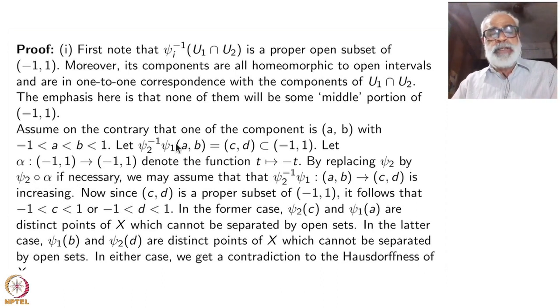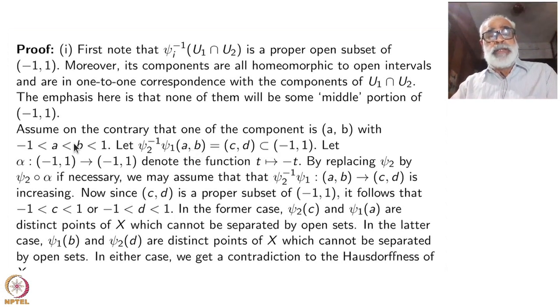If it's increasing, don't do anything. If it's not increasing, then it must be decreasing, because there are only two possibilities for a homeomorphism of intervals to intervals. Therefore, you can change the second one by reflecting, so now it will be increasing. Once you assume that, (c, d) is a proper subset of (-1, 1), right? So it follows that -1 < c < 1, or -1 < d < 1.